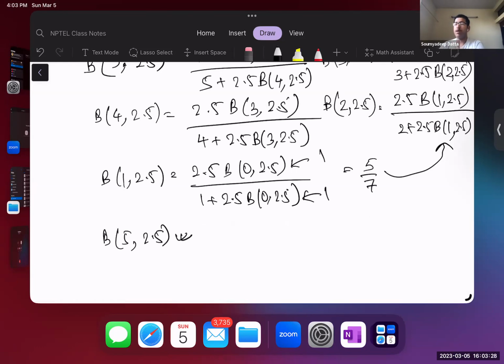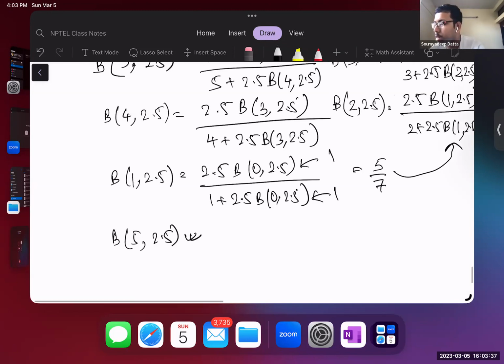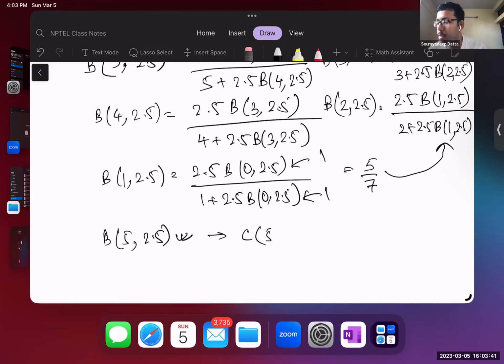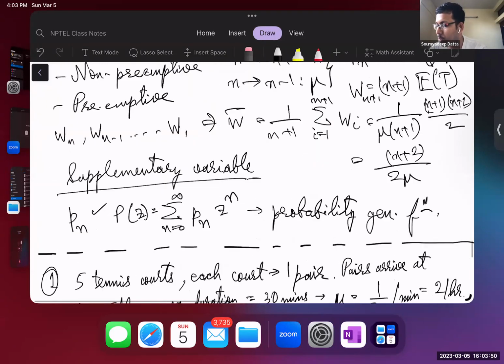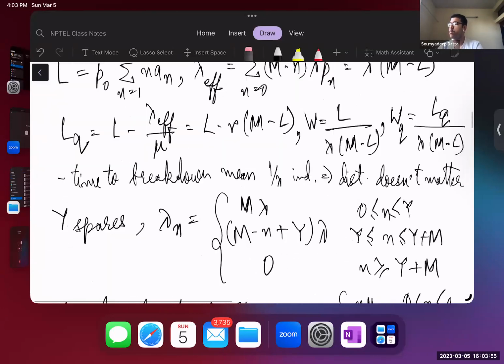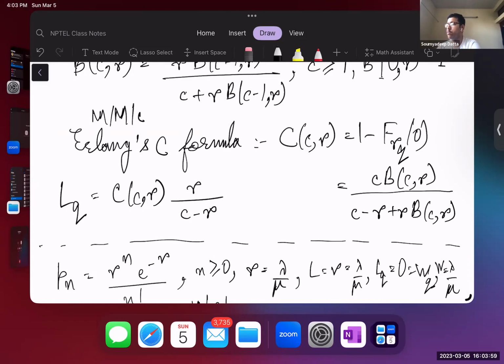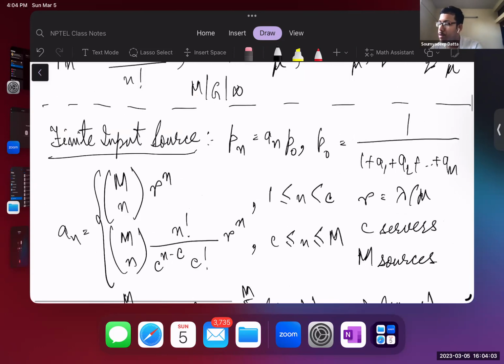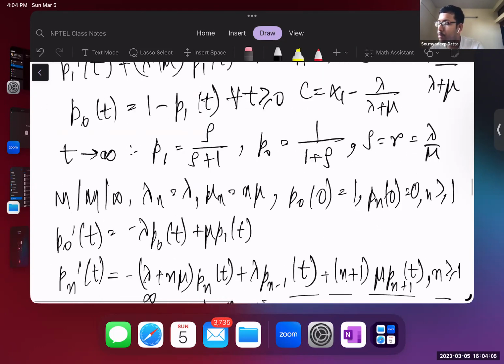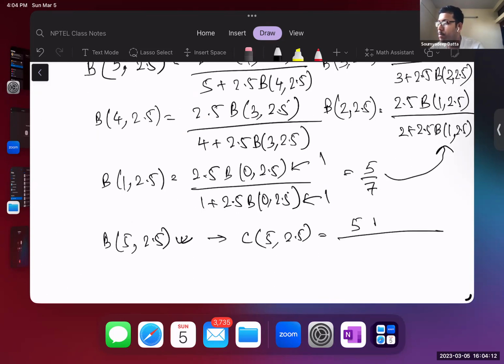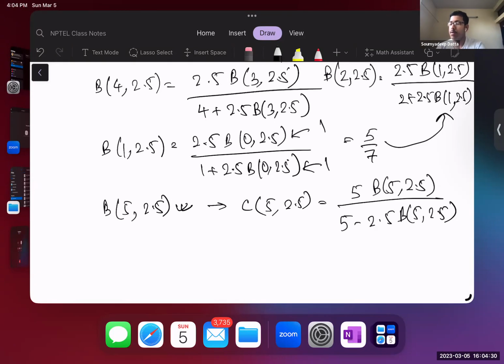These are numbers that I've cooked up, so I really don't have the solution for this, but this can easily be solved. And then from here we can actually get to the Erlang C formula, which is for an M/M/C system. These are all standard results. This comes out to be C times B(C, R) divided by C minus R plus R times B(C, R). So I'm just writing it down here: 5 times B(5, 2.5) divided by 5 minus 2.5 times B(5, 2.5), and so you obtain the Erlang C formula.